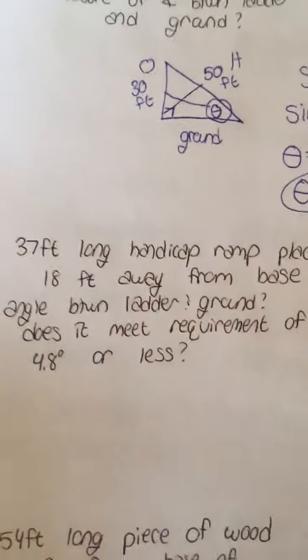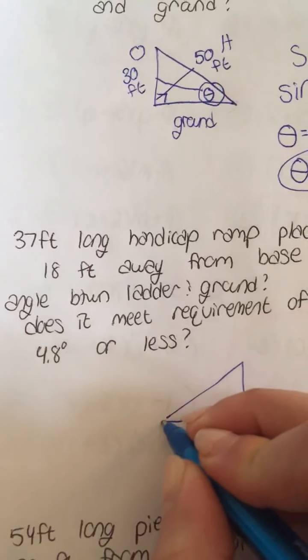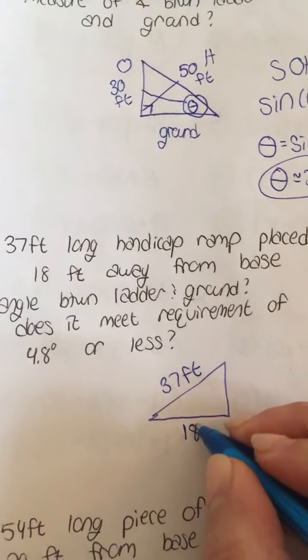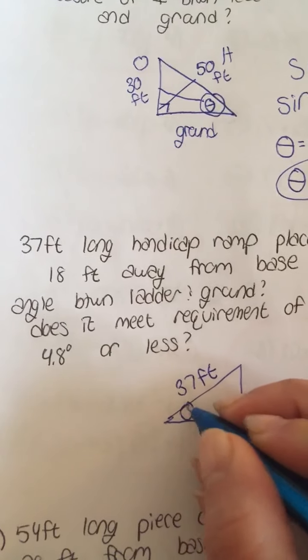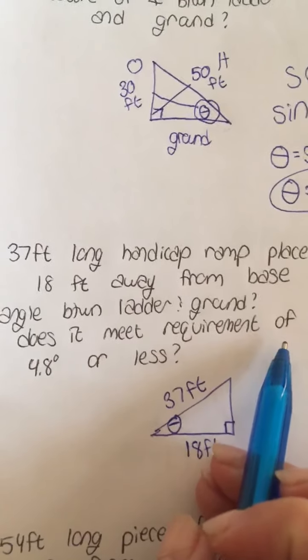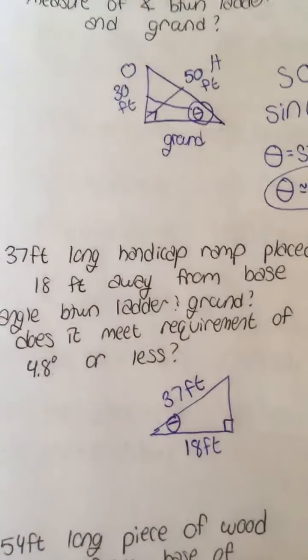Alright, and again we have one with handicap ramps. So now we know the length of the ramp is 37 feet. And it's being placed 18 feet away from the base or bottom of the building. And we want the angle between the ramp and the ground. And then we have to see, does it meet the requirement by law of 4.8 degrees or less? If not, they can't build this ramp.